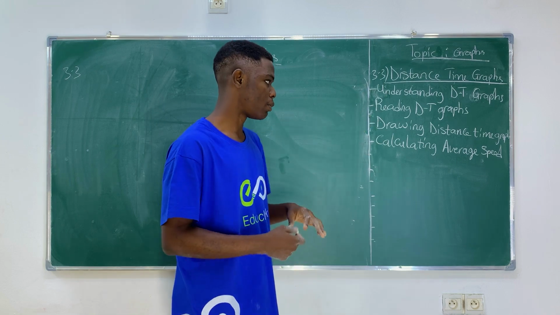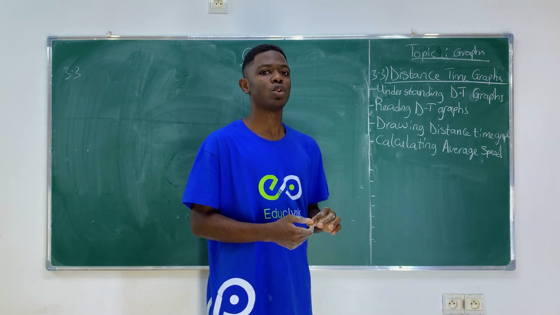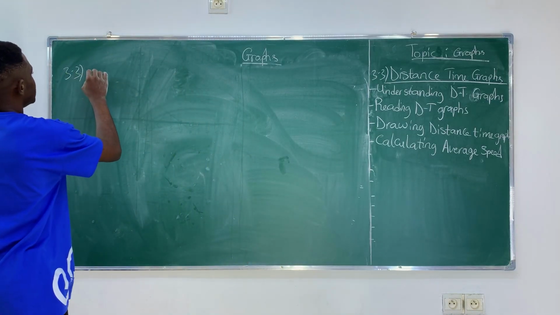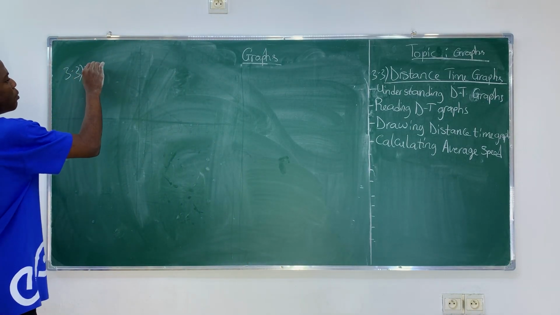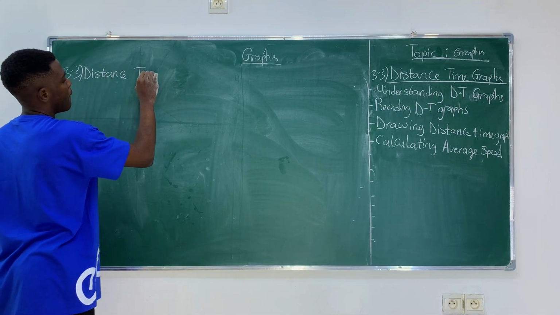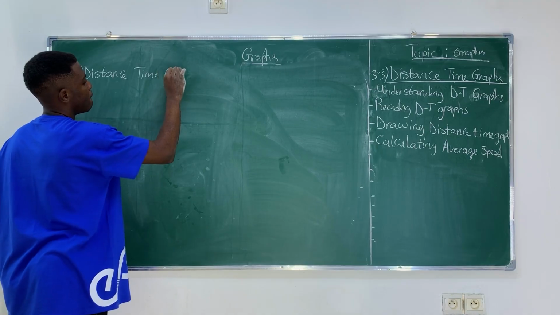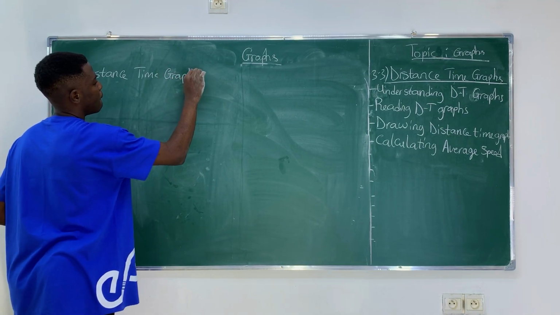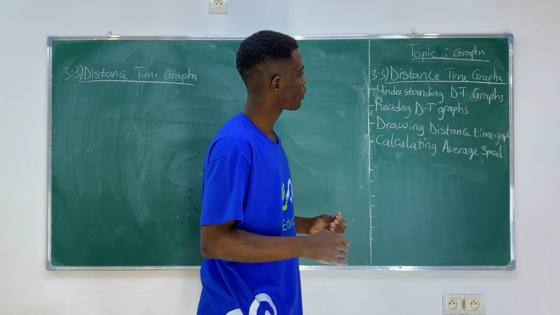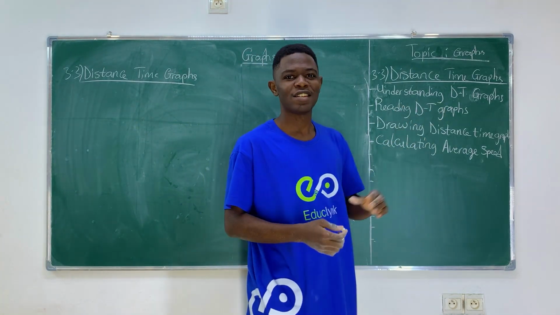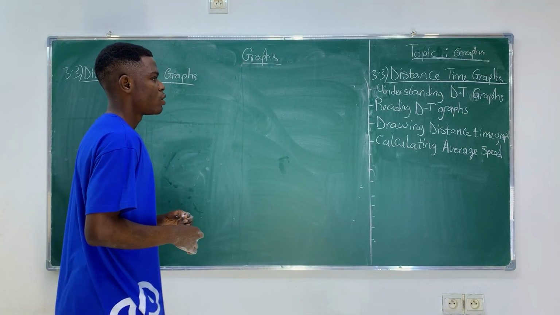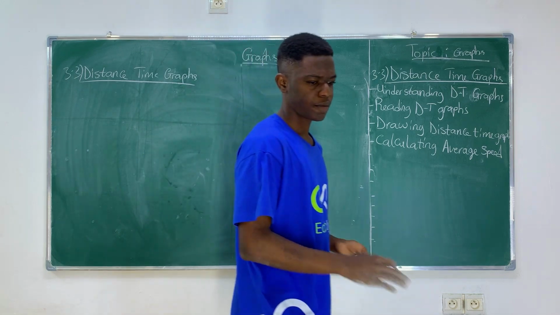We're also going to do it in mathematics so that it does not look strange in physics. Yeah. So, going by the distance time. So, understanding distance time graphs. So, what do we mean by the distance time graph?